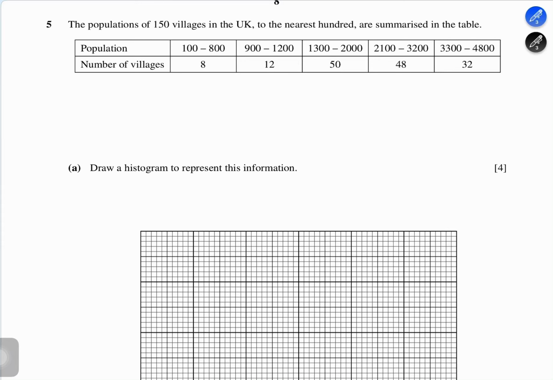The data shows the population of 150 villages in the UK to the nearest 100. So the question is asking me to draw a histogram. When you are drawing a histogram, you need to find the gaps. You would have realized that the class interval here is discontinuous, so when it is discontinuous, you will immediately go and locate your boundaries.